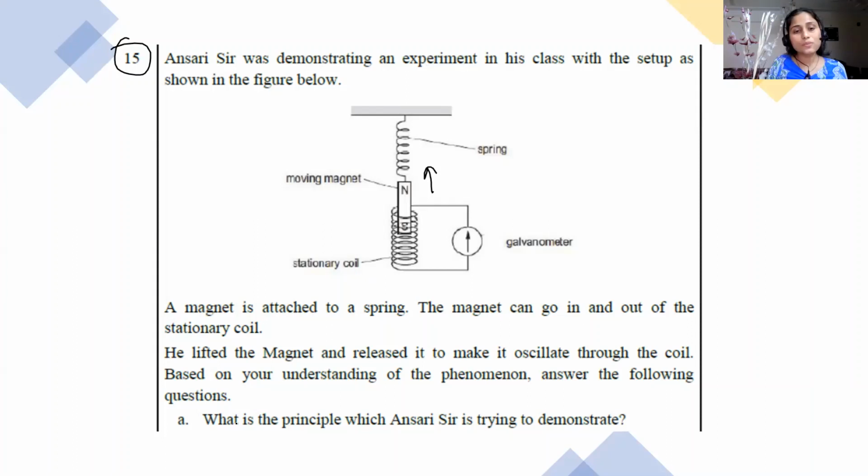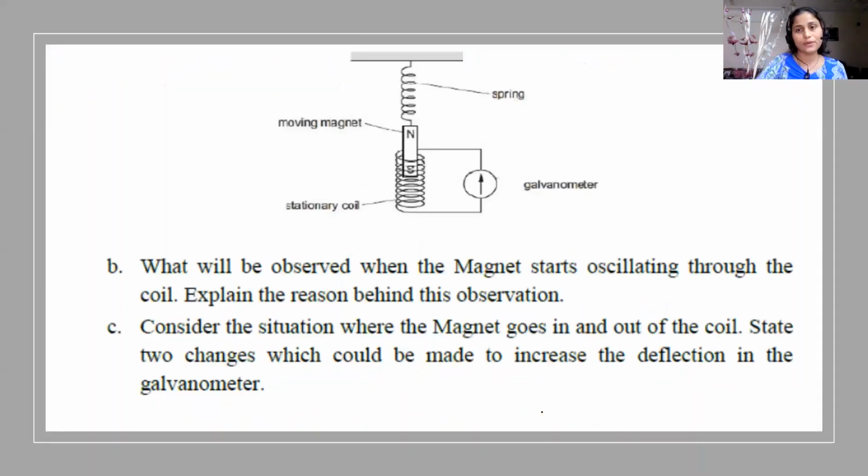The first question they are asking us: what is the principle which Ansari sir is trying to demonstrate? You all know it, it's electromagnetic induction. Very good. Second part: what will be observed when the magnet starts oscillating through the coil? So when this magnet starts oscillating, what will happen?